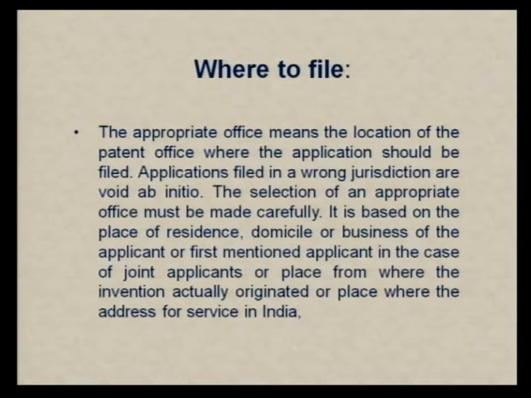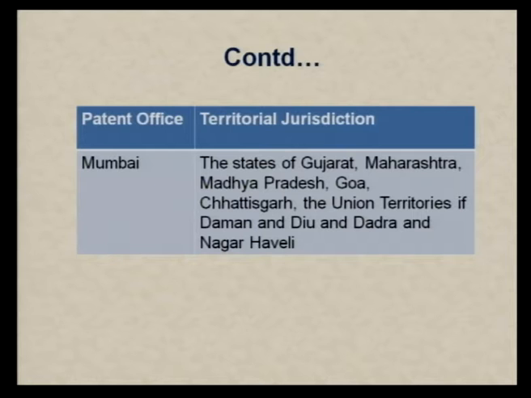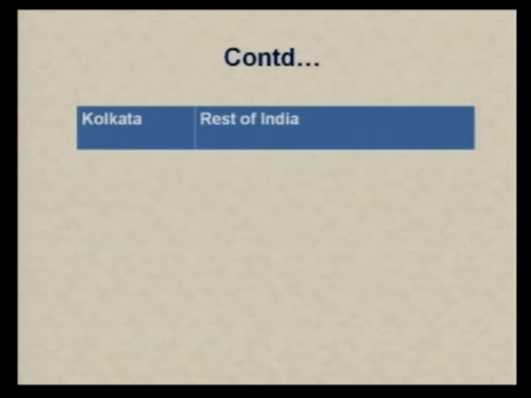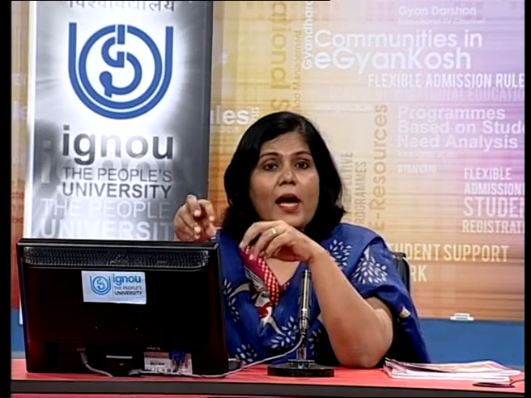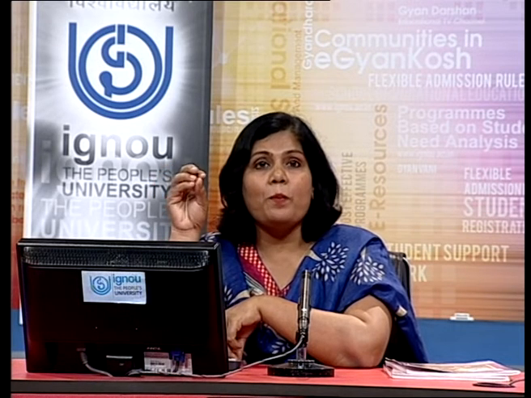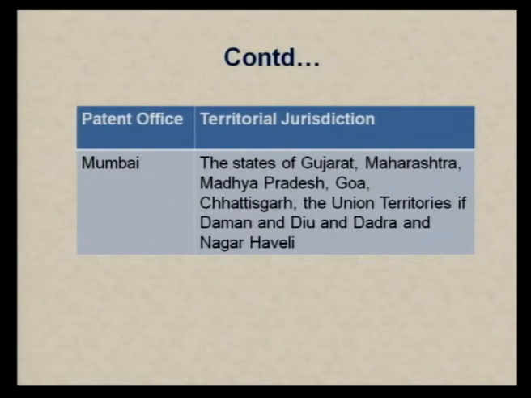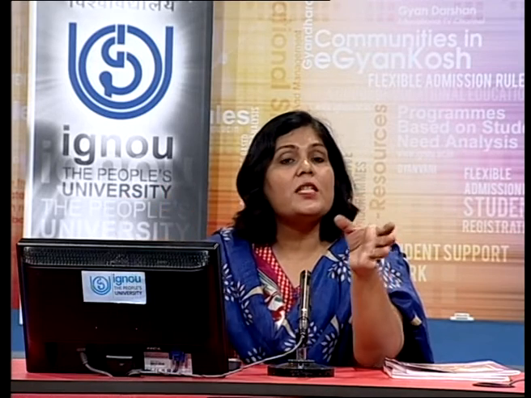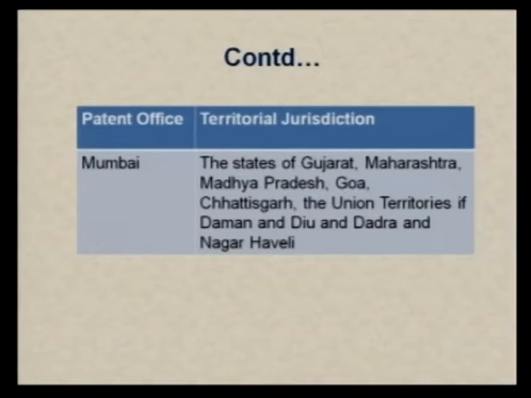So here we'll also see what the offices are. As we know, there are four major patent offices: Mumbai, Chennai, Delhi and Kolkata. Now who can file an application in Mumbai? The people who are staying in the states of Gujarat, Maharashtra, Madhya Pradesh, Goa, Chhattisgarh, and the Union Territories of Daman and Diu, Dadra and Nagar Haveli, living under the jurisdiction of Mumbai, can file their application in Mumbai.